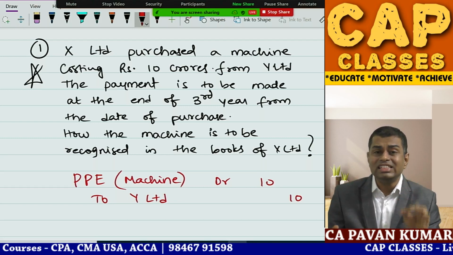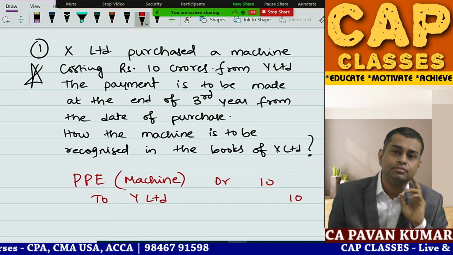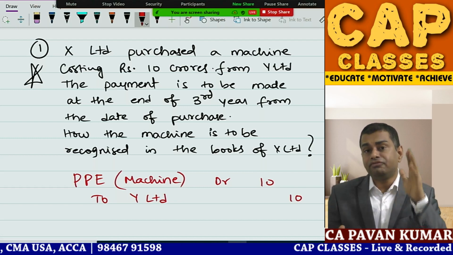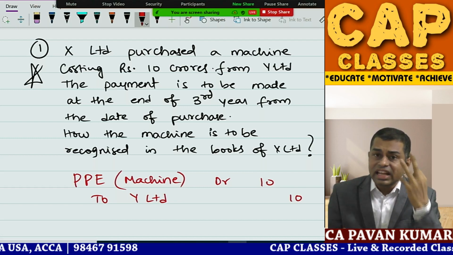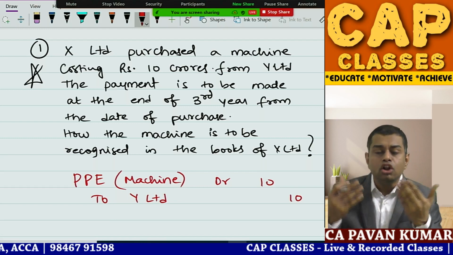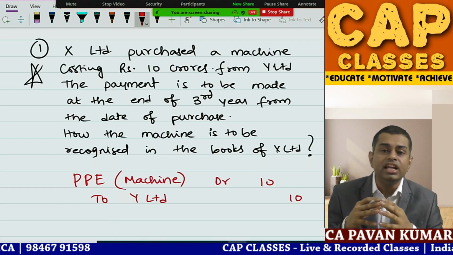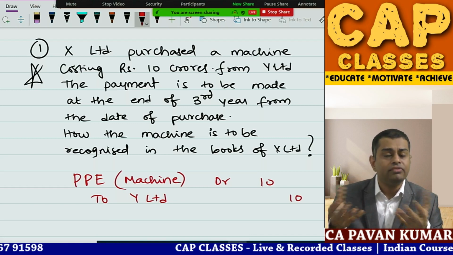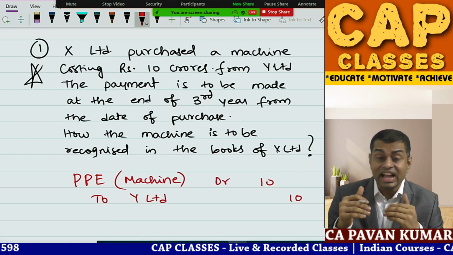So what is the cash down price? You are giving deferred credit to me. What is this? Deferred credit extended to 3 years, which is beyond normal credit period. Normally, who will give 3 years of credit period to you? Normal credit period can be 15 days, 30 days, 45 days. So this is extended credit period.